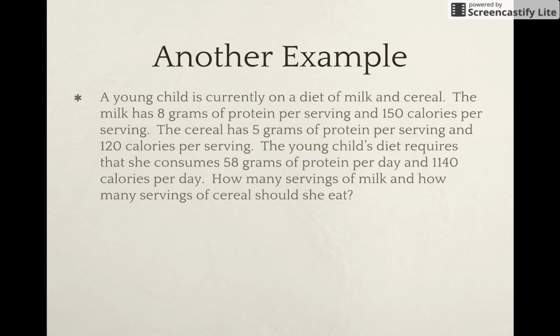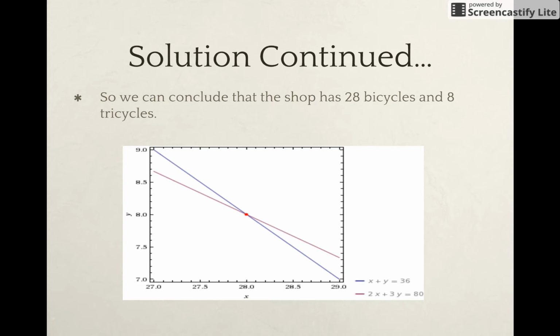Keep in mind that we could have also solved this system of equations using substitution. We could have also identified the ordered pair 28, 8 in the xy tables of both of those equations. There are lots of ways we could have arrived at 28 bicycles and 8 tricycles.